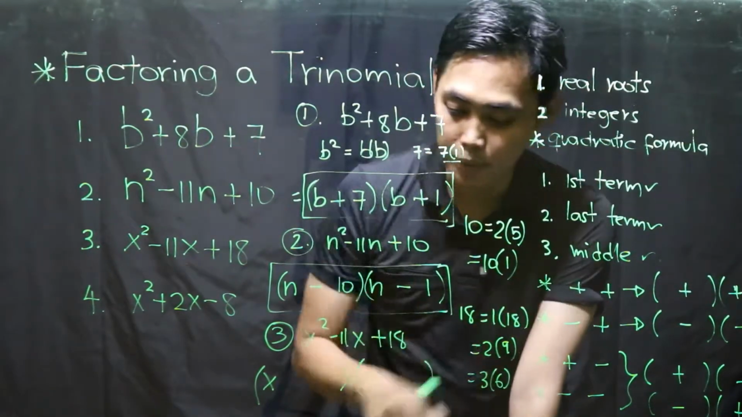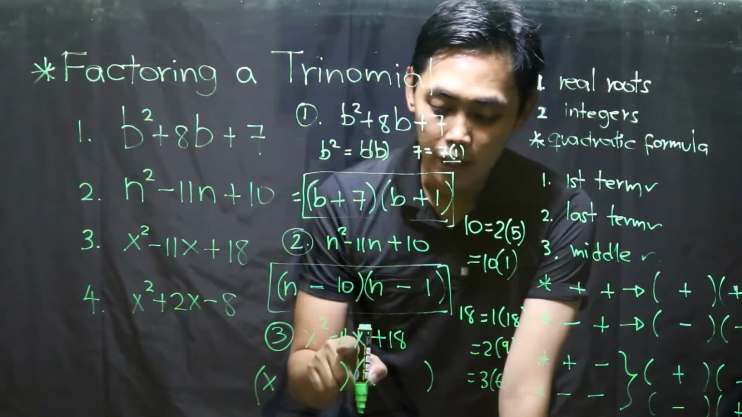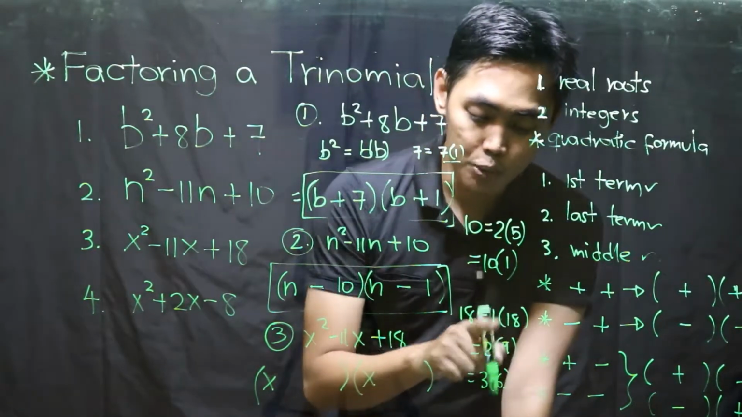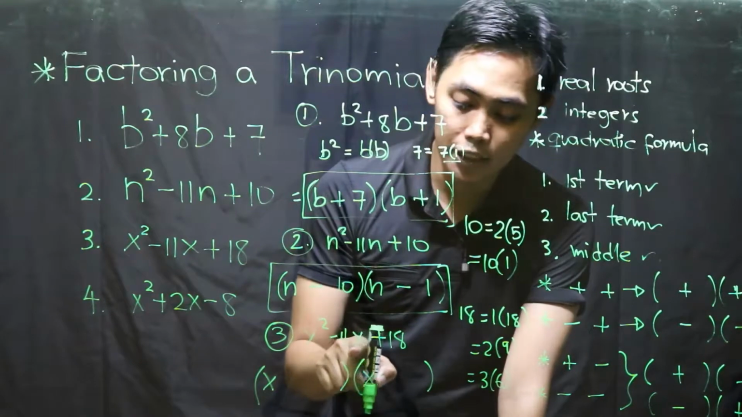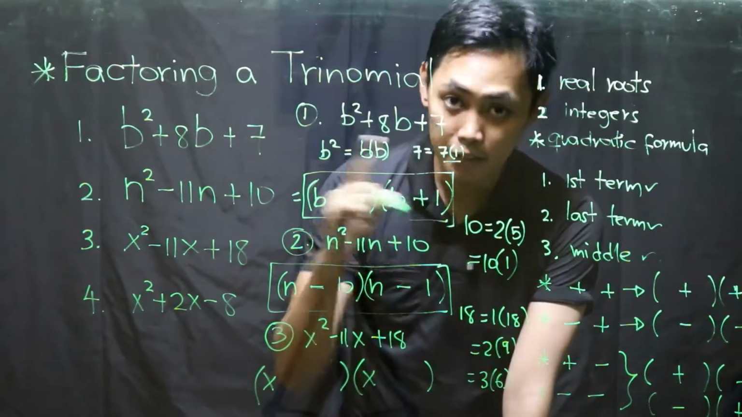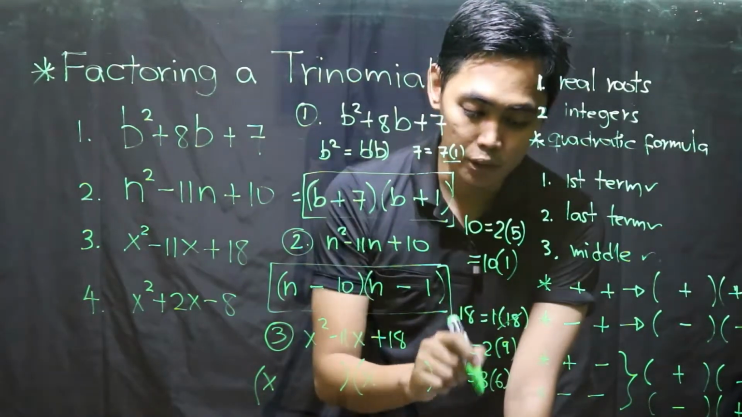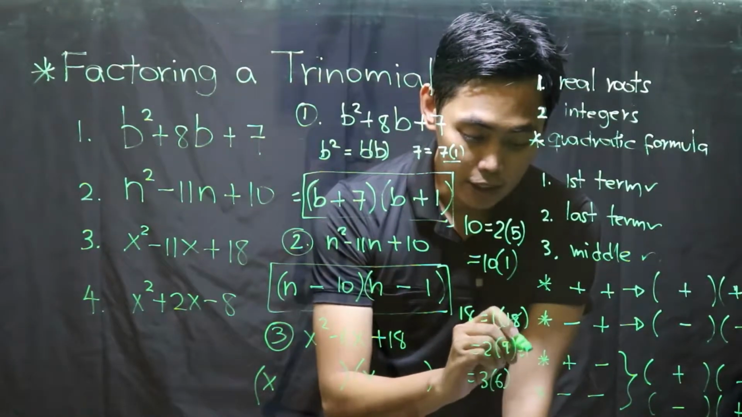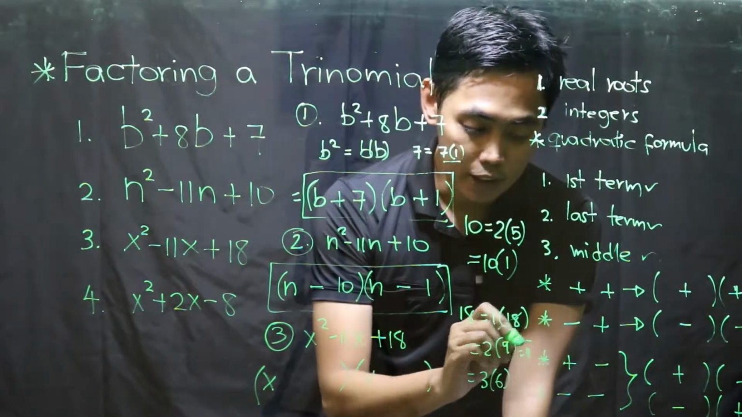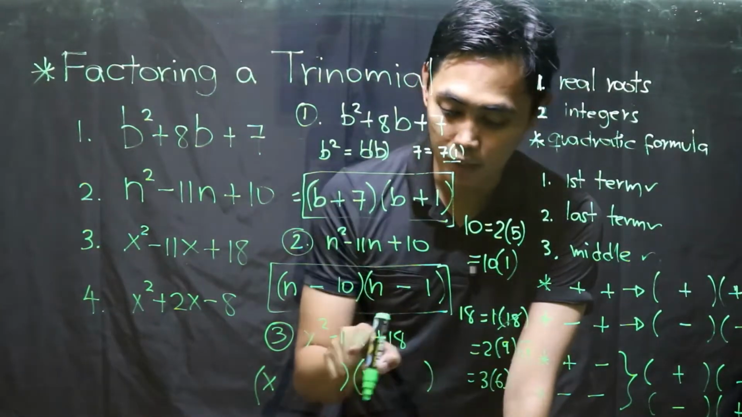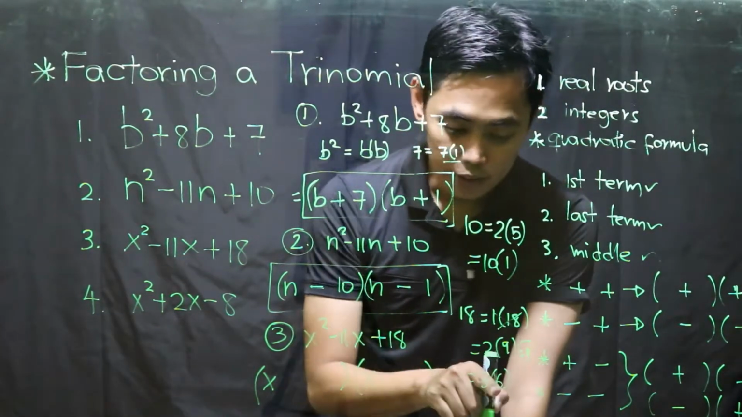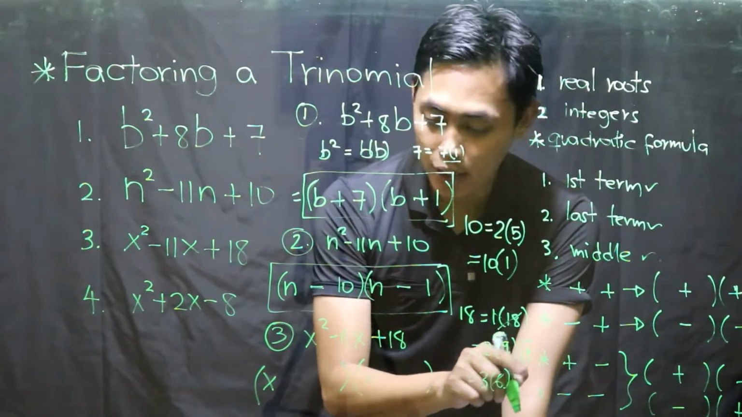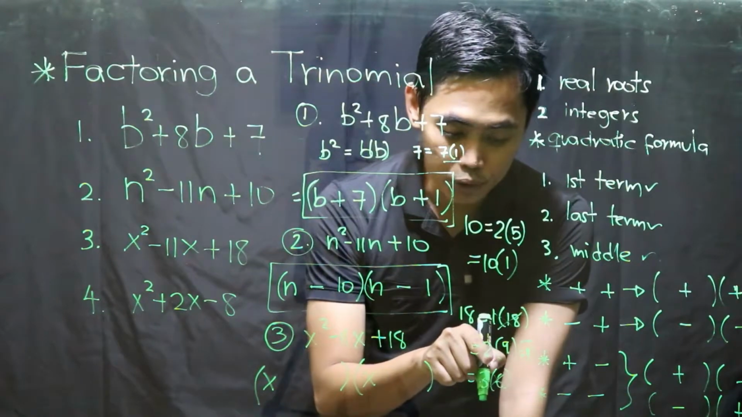Consider the middle term. So, the middle term is negative 11x. So, you can either add or subtract here to get this number. So, 1 plus 18, that's 19. Not what we need. 2 times 9, 2 plus 9, this is 11. So, it matches. Okay? 3 plus 6, that's 9. So, we don't need that. So, we only need to use 2 and 9.